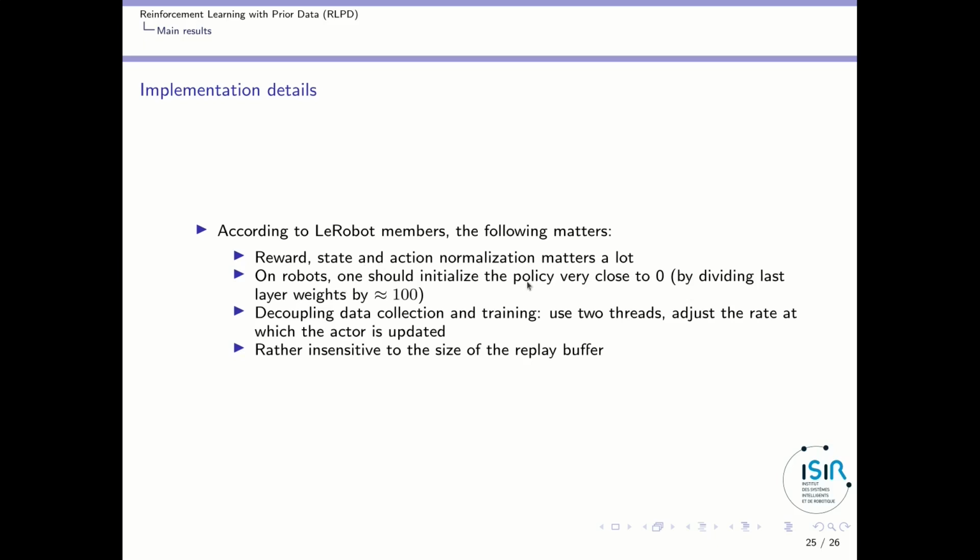On a robot, you should also initialize the policy very close to 0 by dividing the last layer weights by something like 100, so that you don't get a shaky behavior in the beginning of training, and this looks important in practice. And also something that is very important is that when you train these algorithms on a robot, you should decouple data collection from training, which means that you need 2 threads, one to collect the data and one to train the policy, and you will adjust the rate at which the actor is updated by the training thread depending on the computational capabilities of your architecture. And finally, people in LeRobot told me that RLPD is rather insensitive to the size of the replay buffer.